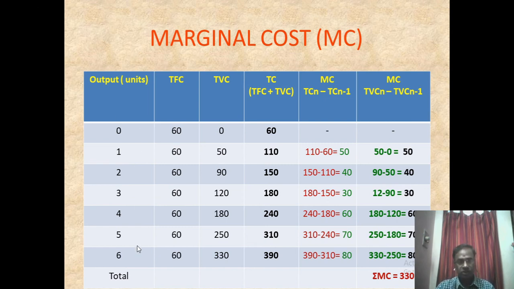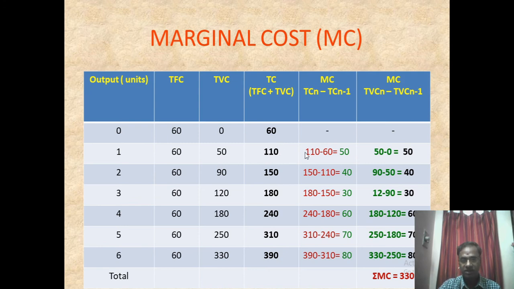Here output is given, TFC is given as constant, TVC increases with the level of output, and TC is a sum of TFC plus TVC, then MC. MC can be calculated in 2 ways. One is TCn minus TCn minus 1, right? You see here, TCn is 110, TCn minus 1 is 60. For the first one, there is no additional unit, that's why no MC.